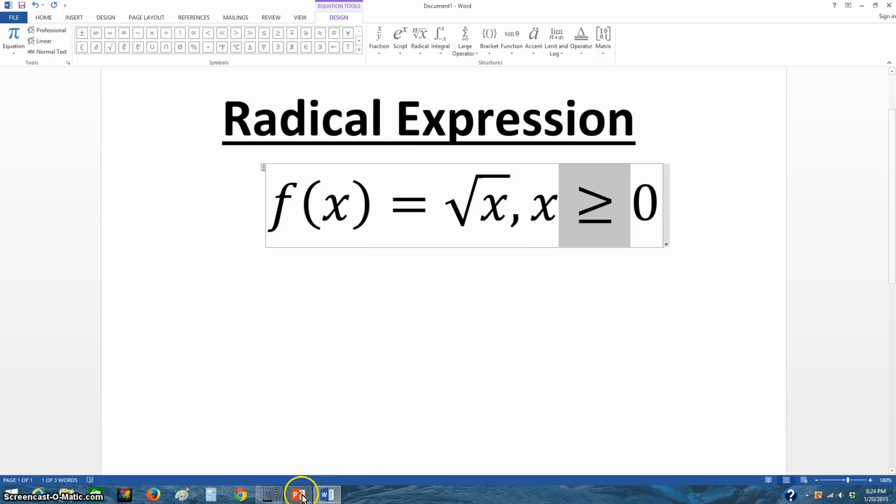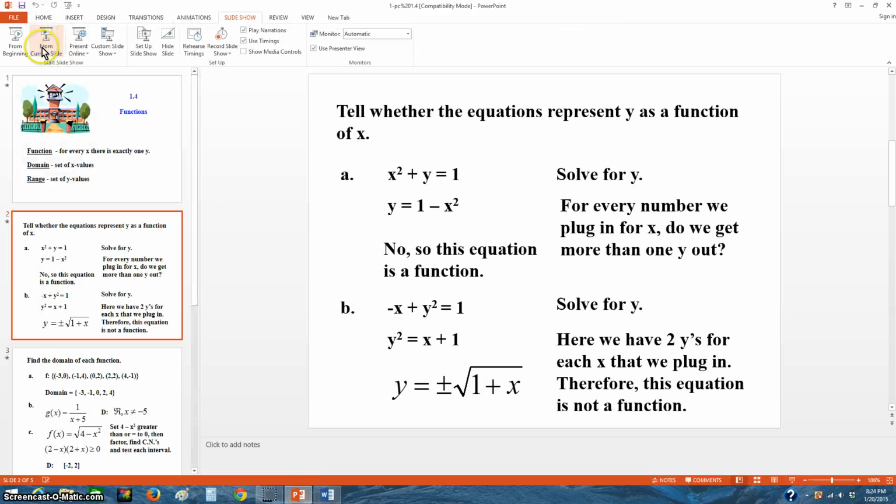All right, so let's look at some example problems. The first one, let me go ahead and give you some time to copy that down. It says, tell whether the equations represent y as a function of x. In other words, for whatever x value you may pick, do you only get one y value and one y value only? That's basically what you have to do. And if you do get one y value, then your answer is that it is a function. If you get more than one y value, then it's not a function.